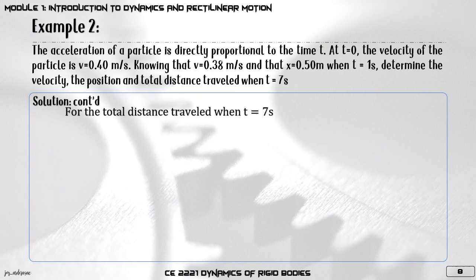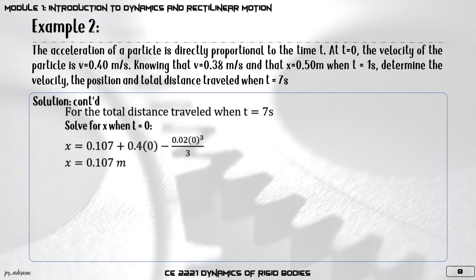So solving for the total distance traveled of the particle when the time is equal to 7 seconds, we solve for the location or the position of the particle when time is equal to 0, or at its start. So we substitute 0 in the equation of position, thus arriving at a value of 0.107 meters. If you could remember, we have computed a negative velocity when our particle is at 7 seconds. So there's a possibility that our particle has moved back going to the original point.